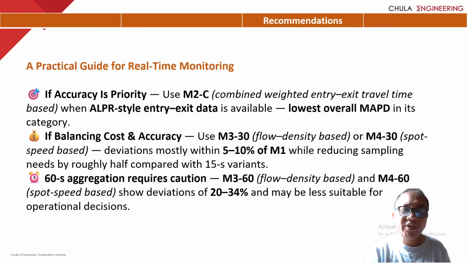Another thing is if we take a very large sub-interval aggregation, like 60-second aggregation, for M3-60 and M4-60, where M3-60 is the flow density based variant and M4-60 is the spot speed variant, we can see that they have large deviations, almost 20 to more than 30%, which is less suitable for operational decision making at signalized intersections based on average speed estimation.